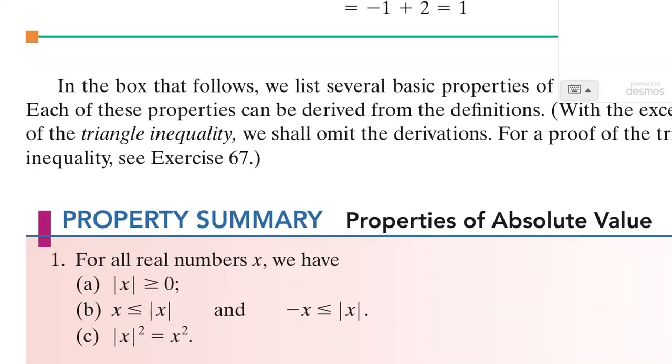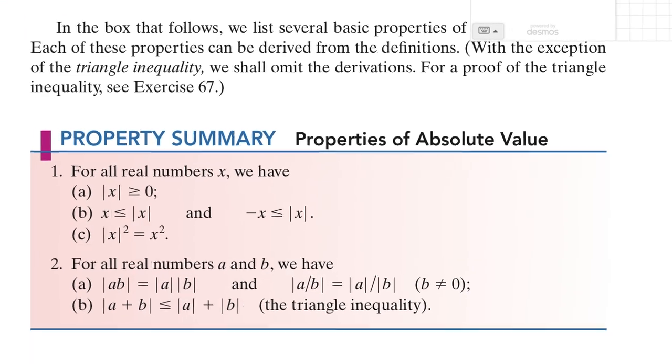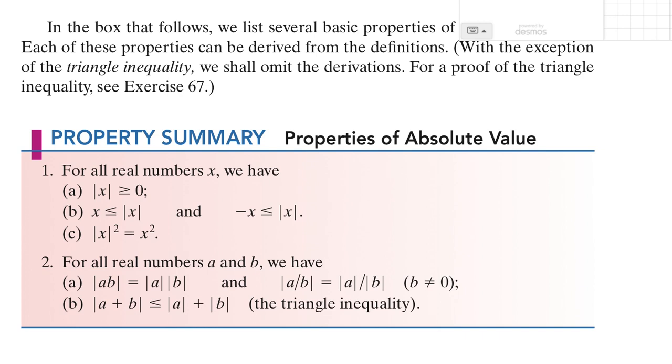Okay, so in this box that follows are really all of those properties put together. And then we got a little extra too. So for all real numbers, the absolute value of x is always greater than or equal to 0. Okay, can't have a negative distance. And x is less than or equal to the absolute value of x. So it could be equal to or it's less than.